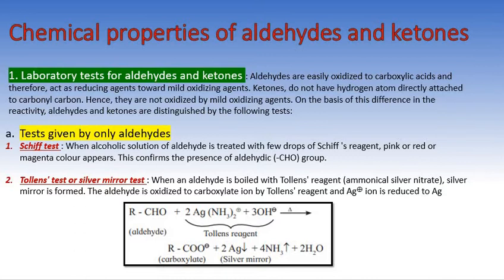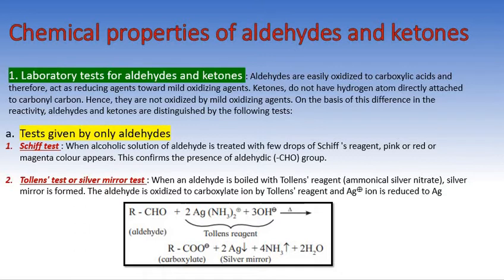Number one is the test for aldehydes. The first test is the Schiff test. When an alcoholic solution of aldehyde is treated with a few drops of Schiff reagent, a pink or red, dark pink or magenta color will appear. This will confirm the presence of the CHO group in a given compound.